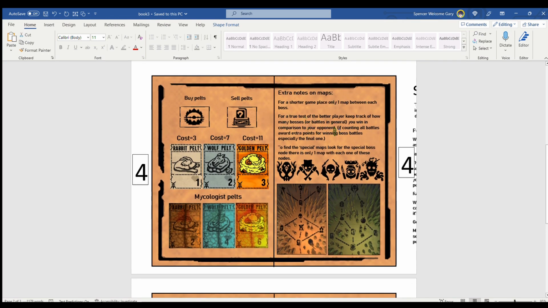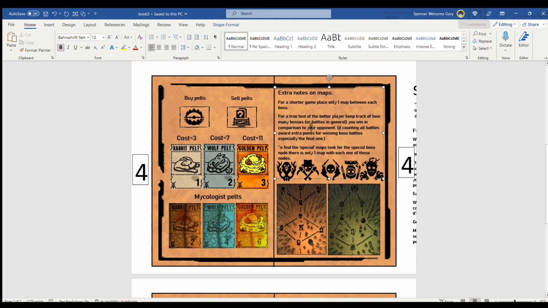And for a true test of the better player, keep track of how many bosses or battles in general you win in comparison to your opponent. And if you are doing this, you should award extra points for winning boss battles, and especially the final boss. This is basically a rule you can do if you want to make a more fair battle. Because in my version of the game, the winner is whoever wins the final boss battle. No matter how many other battles they lost, if they win the final battle, they're the winner. So this would be a way to know if you were the better player or not. Or if you want to play with those rules as the true test of who won, you can do that as well.